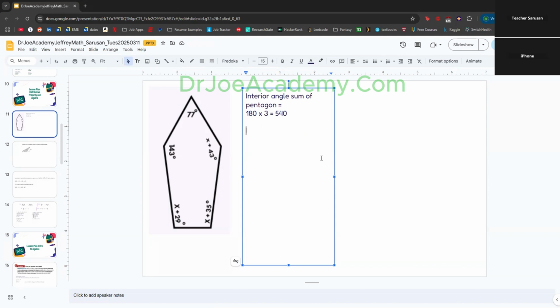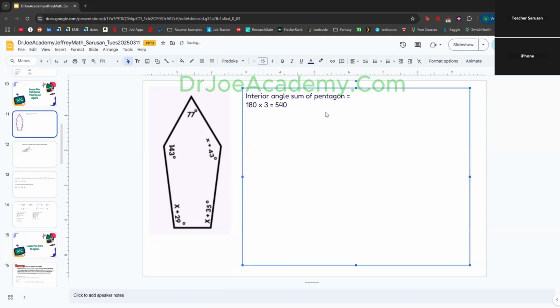So let's write that out. Let me just stretch this out a little. So we got our first angle 77 plus 143. Then we got x plus 29. We got x plus 35. And x plus 43. All of that equals 540. So now, how do we solve for x? Maybe get rid of the 77 and 143. For sure. How do we do that? Bring them to the other side.